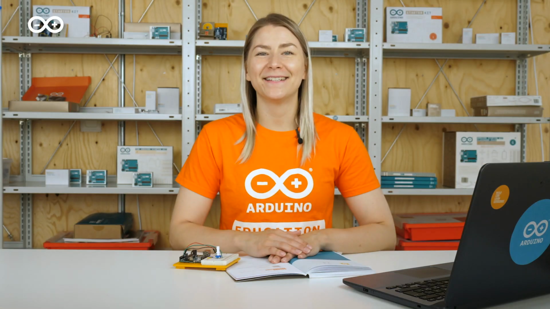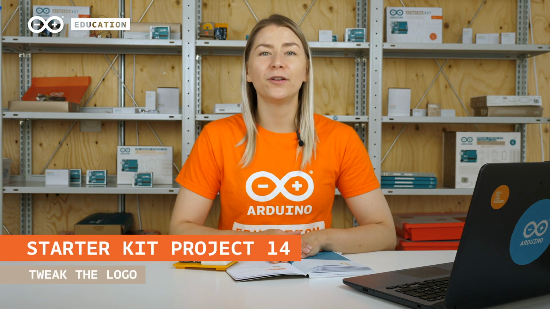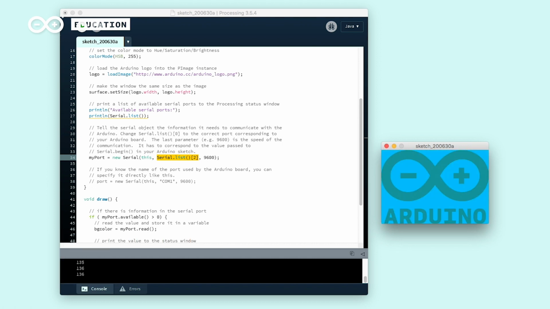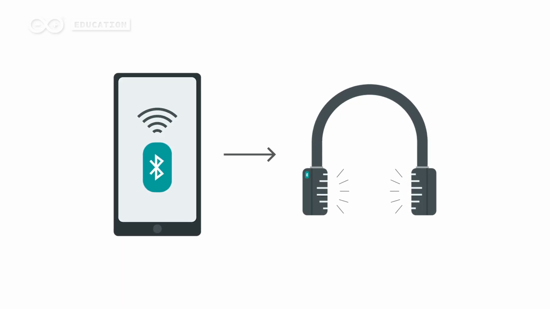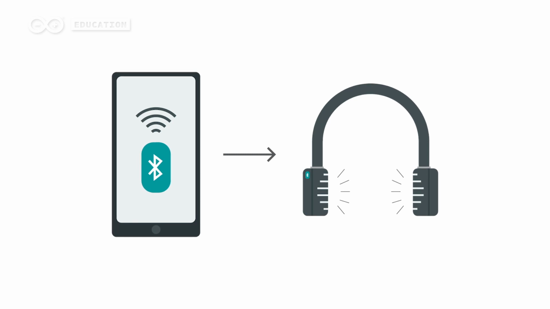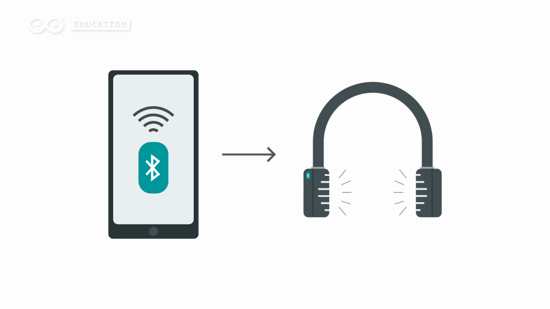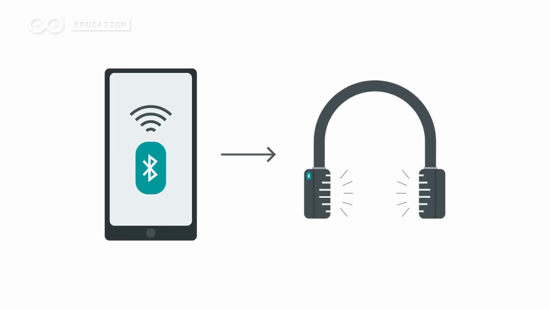Hi, I'm Melissa, and today we're going to tweak the Arduino logo using serial communication and a programming environment called Processing. We usually connect different devices to each other using different communication protocols. For example, we connect our mobile phones to headphones using Bluetooth, and our mobile phones and computers to the internet using Wi-Fi. In a similar way, the communication between the board and the computer is through serial communication.